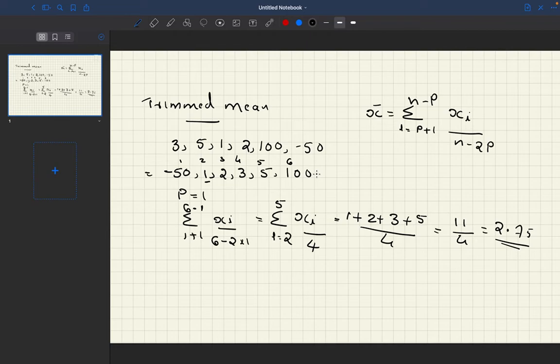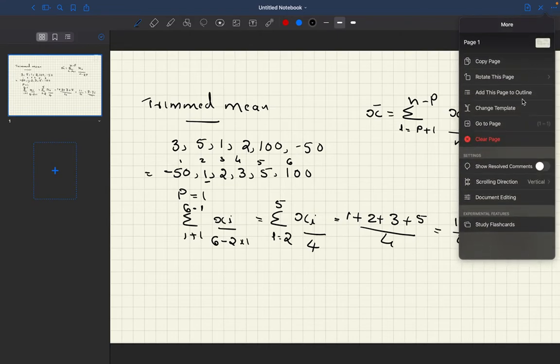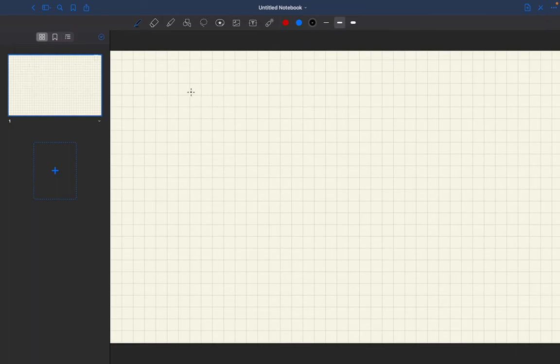If you guys are remembering, we are getting the same value as the mean, our earlier mean 2.75. So the trimmed mean is actually really good for outliers. It will not be much influenced by the outliers. Next is the weighted mean. Let me clear the page.